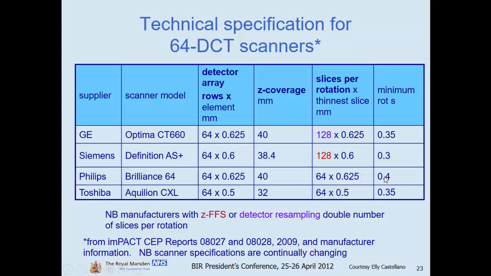Okay, so the next slide is just another illustration. These are 64 slice scanners. The two, the GE and the Siemens, are termed 128 slice scanners, and the bottom two are termed 64 slice. Actually, they've all got very similar coverage except for this particular Toshiba one.